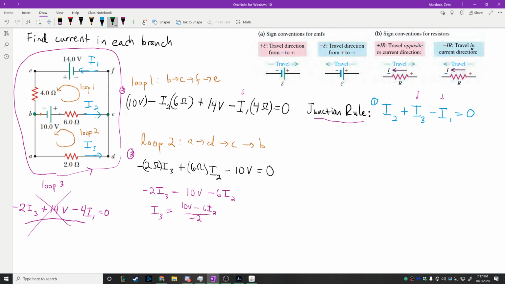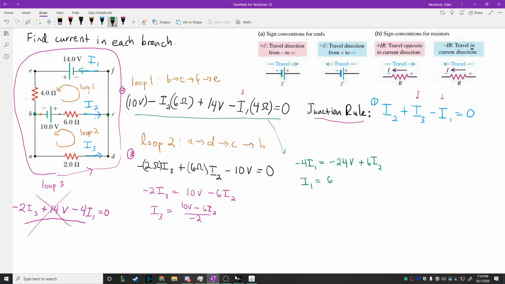Let's use green or something. The next one would be this equation. We want to solve this equation for I1 now. So we could write negative 4 I1 is equal to, we're going to move everything else to the right-hand side. 10 plus 14 is 24 volts. It'll be negative when we move it over here. And then we have 6 I2, that'll be positive when we move it over here. Divide the negative 4 through, and you get I1 is equal to negative 24 divided by negative 4, which would be 6.